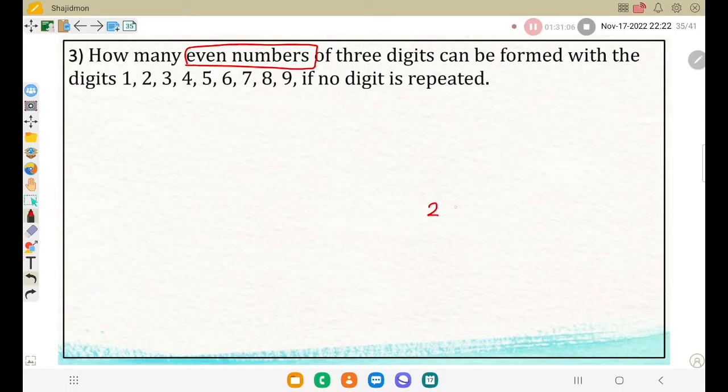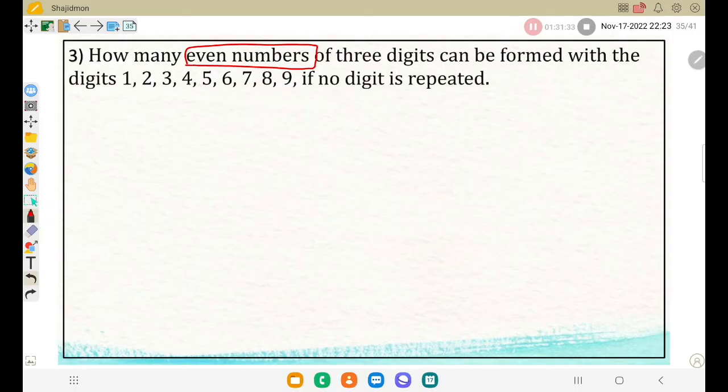For example, 26, even or odd? Even number, because the last digit is an even number, correct? 12, is it even or odd? Even, because the last digit is even. 27, is it even or odd? Odd number, because the last digit is an odd number. 29, is it odd or even? Odd number, because the last digit is an odd number. So whether a number is even or odd depends on the last digit, correct?